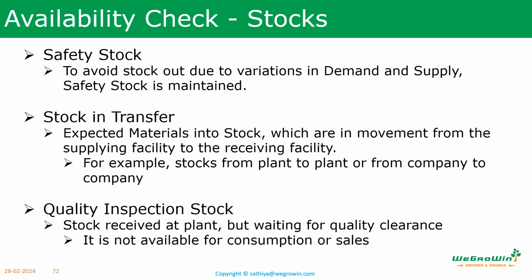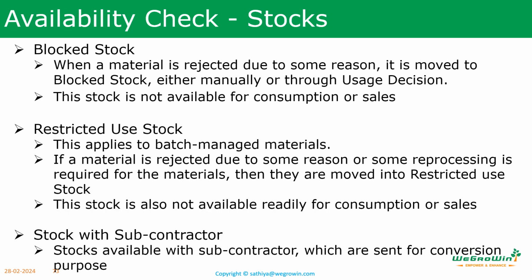And then quality inspection stock. These are the stock which are received at the plant but waiting for clearance. It is not available for consumption or sales until it is getting cleared. So that is also we have to check, we have to define in the parameters whether to consider or not. And then in stocks, we have a blocked stock also. There are some materials which we may be keeping in the blocked stock because of some reasons. Whether we need to consider them as available or not, we can define. Similarly, restricted use stock.